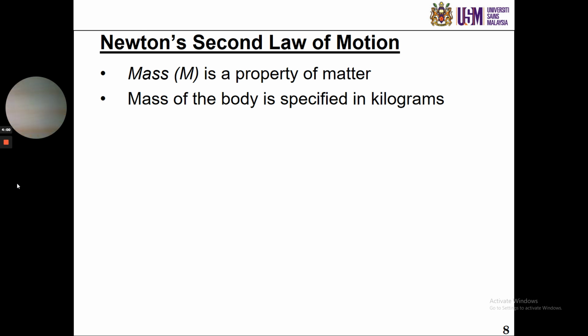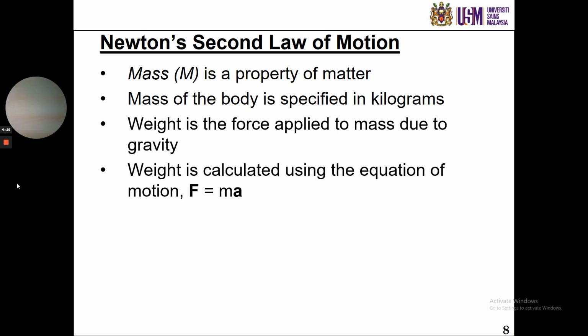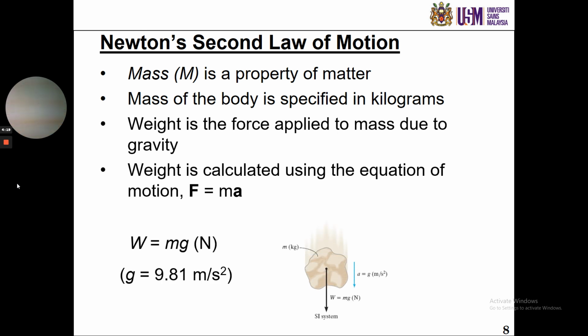In Newton's second law of motion, mass m is a property of matter, and the mass of a body is specified in kilograms. The weight is the force applied to mass due to gravity. The weight is calculated using the equation of motion F equals ma. However, a, the acceleration, is substituted with g, the gravity, where g is 9.81.